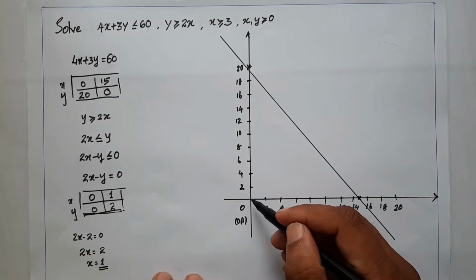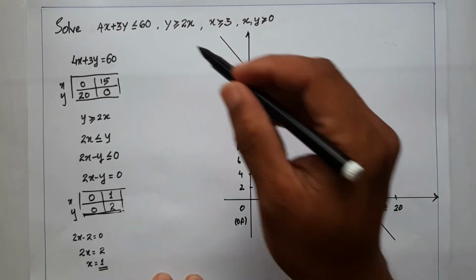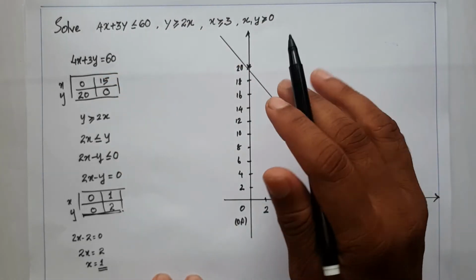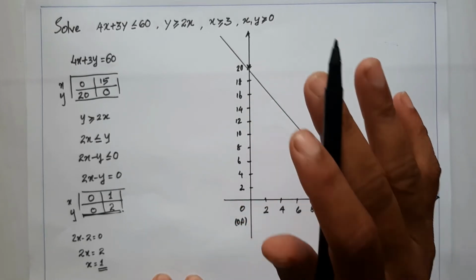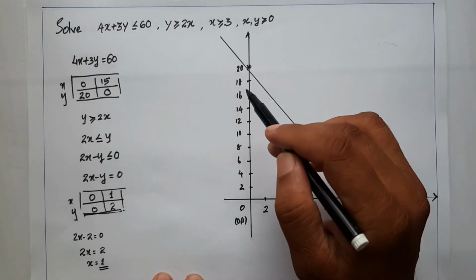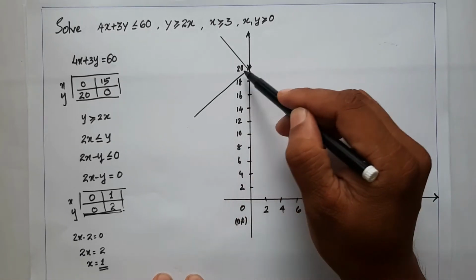We take the point 0, 0 and substitute the origin into the given inequality. Therefore we get 4 into 0 plus 3 into 0, that is 0 plus 0, 0 less than 60. Already 0 is less than 60, that means this inequality is satisfied by the origin. So our shading portion is on the lower half. So we shade the lower half.